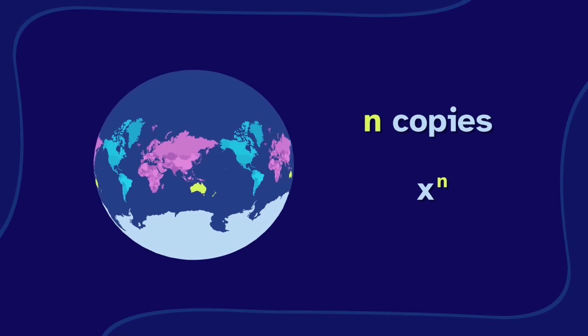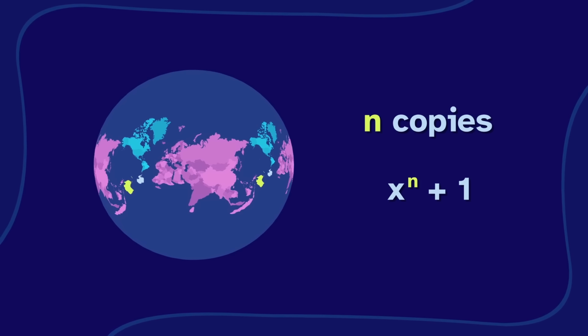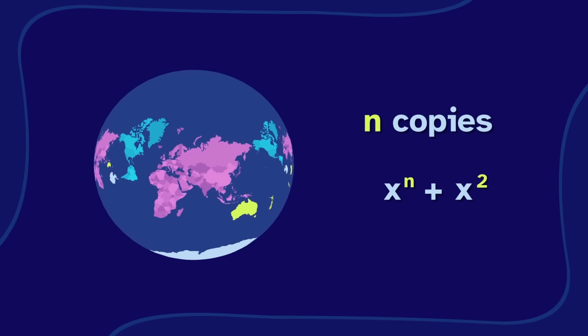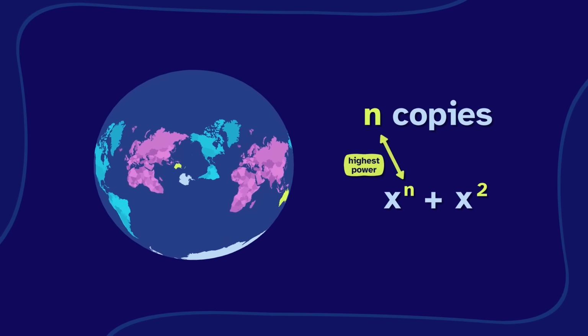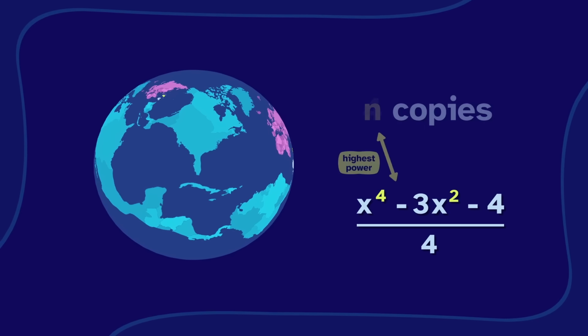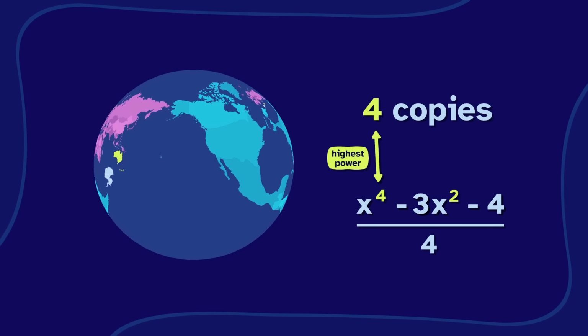And we can further factorize. There are also n copies with x to the nth plus 1, or x to the nth plus x, or x to the nth plus x to the 2nd. The number of copies is the highest power. With this polynomial, the highest power is 4, so we can see 4 copies of each continent.